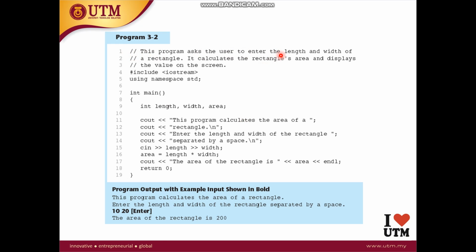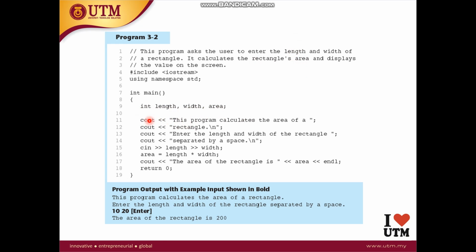This program asks the user to enter the length and the width of a rectangle, then it calculates the area of the rectangle, and then it shows the result. And here we have the very first line statement, which is called #include <iostream>. You need to do that because we are using cin and cout, and before everything we are declaring the variables integer length, width, and area.